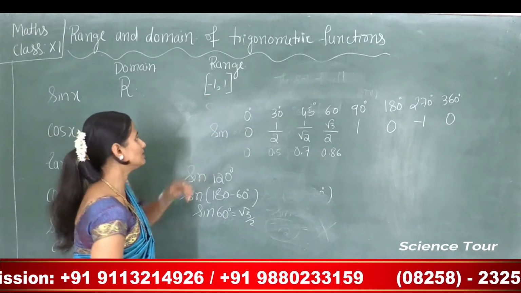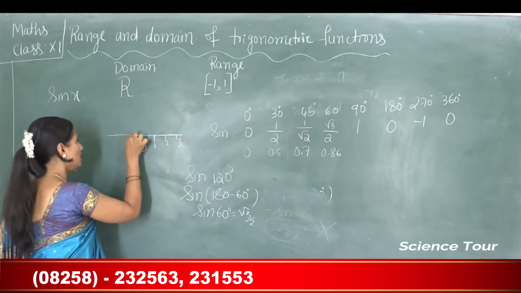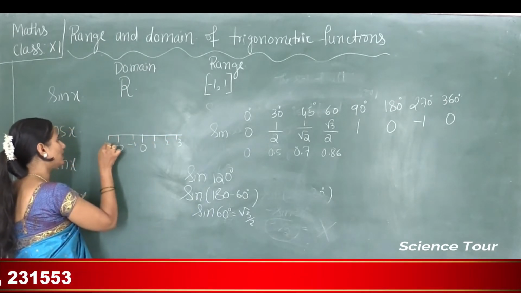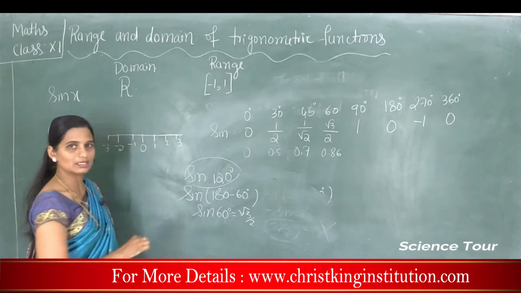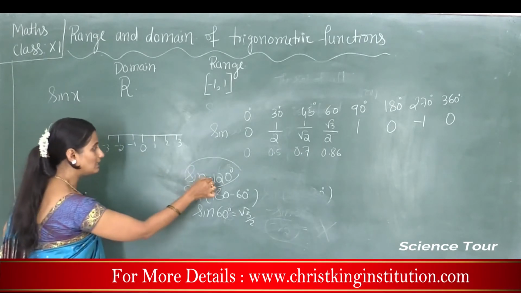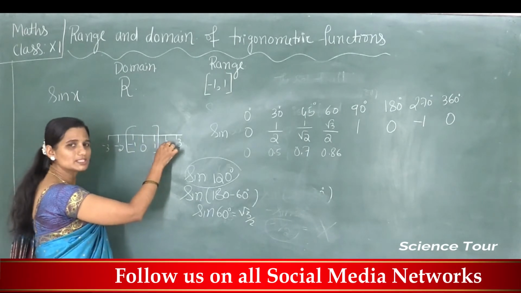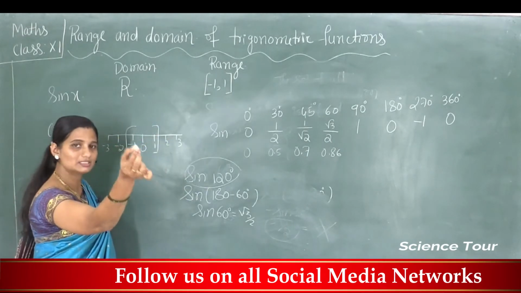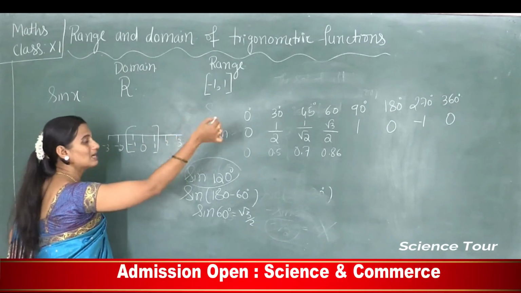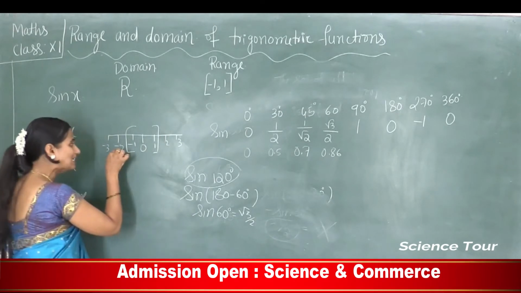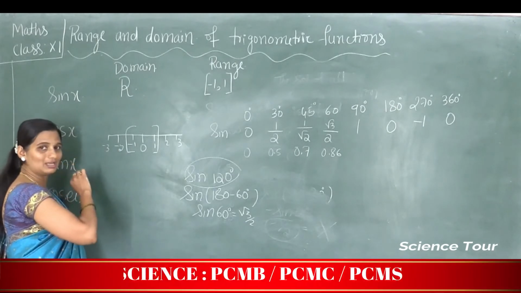It does not cross, suppose it is real numbers, so it is 0, 1, 2, 3 and -1, -2, -3. Whatever the angle for the sine function, the value is always within this. We don't get sine of some angle equal to 2. Do we get that? No. We don't get sine of some angle equal to 3. No. We are not getting the sine of some angle as -2 or -3 or any other value.